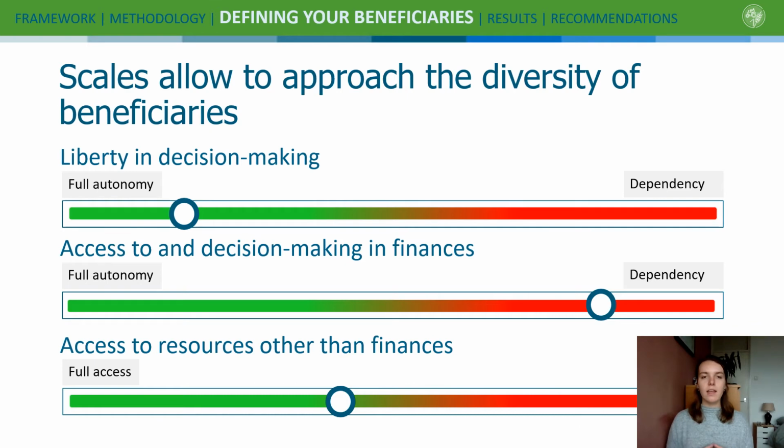And then the second one is access to and decision making in finances, which includes the generation of income and to what extent a woman is able to decide herself what to spend her money on. So, for instance, being fully dependent here would mean that she depends on her husband to generate income. She is depending on him to make decisions. And so she cannot decide herself what to spend her money on.